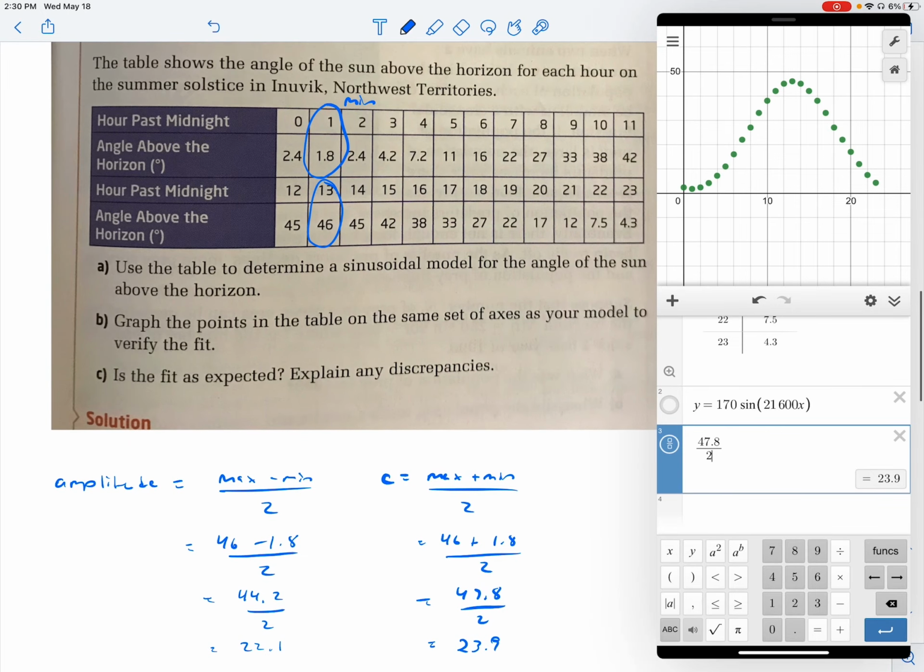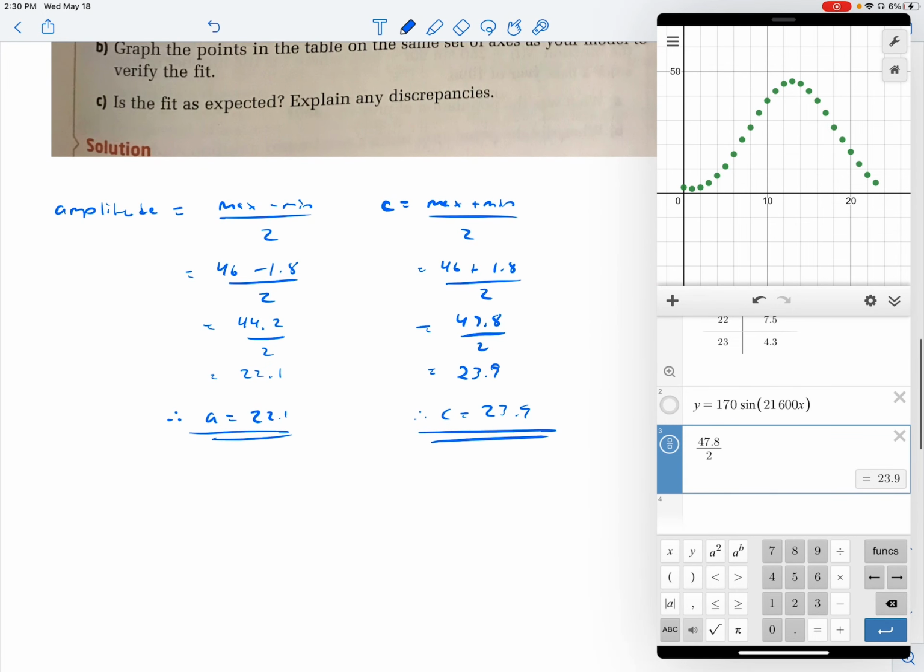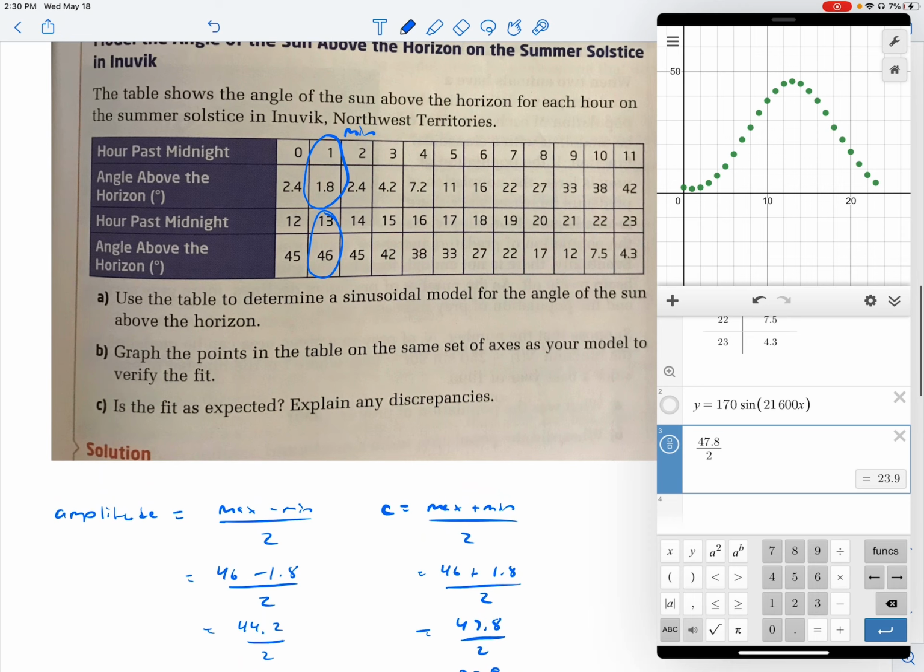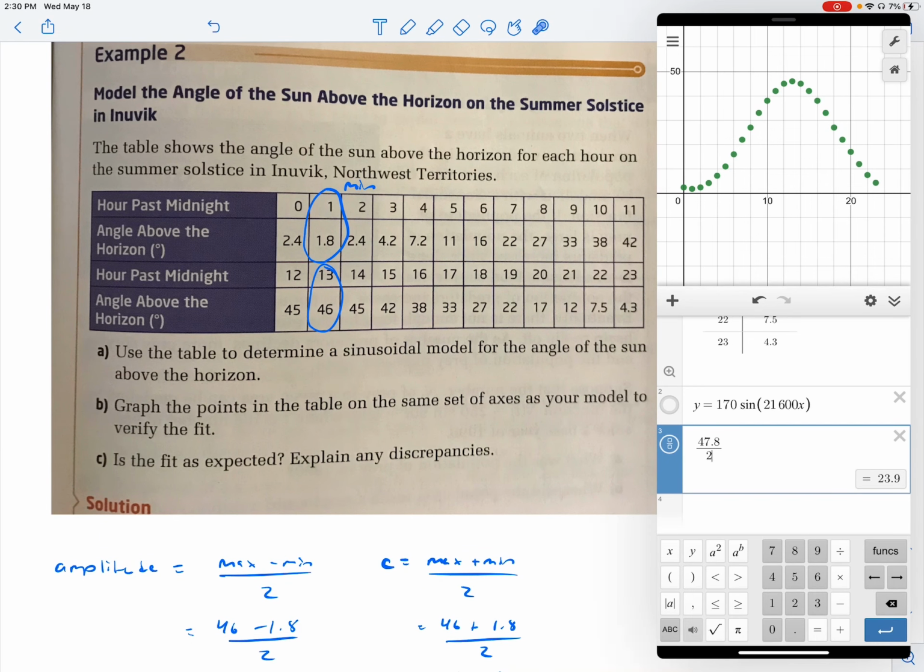All right, and our K value. So K is going to be 360 over the period. And our period is, for one full cycle, it makes sense that, tracking the angle of the sun, it's going to repeat every full day, every 24 hours, right? We can actually see that looking at the graph. That 24 hours would be one full cycle.